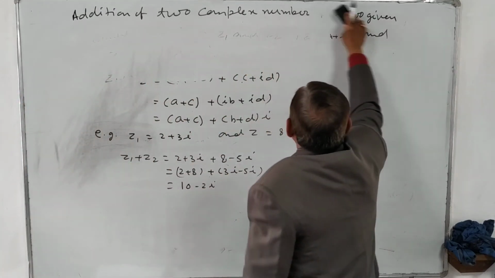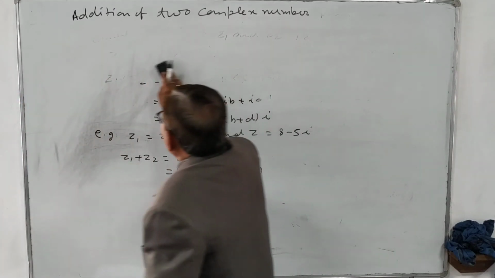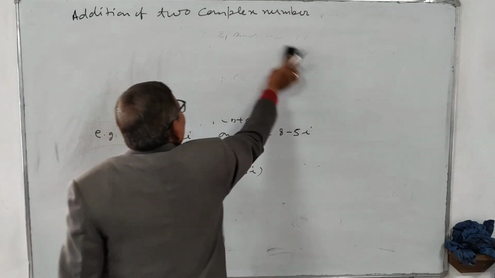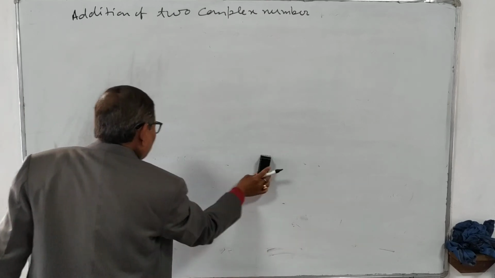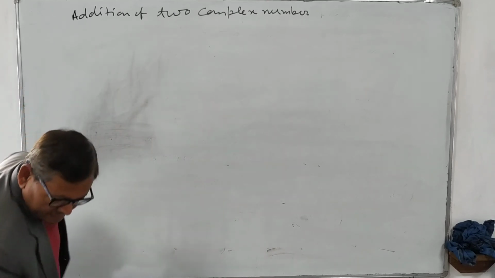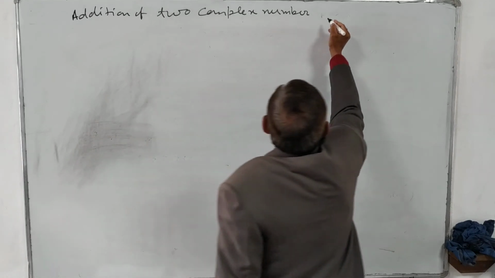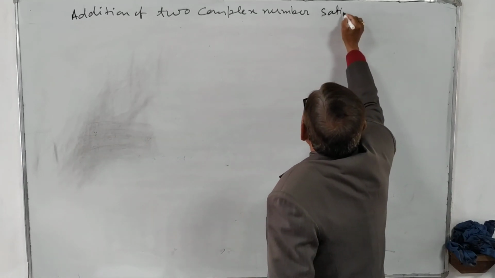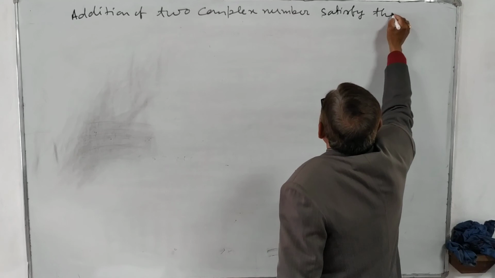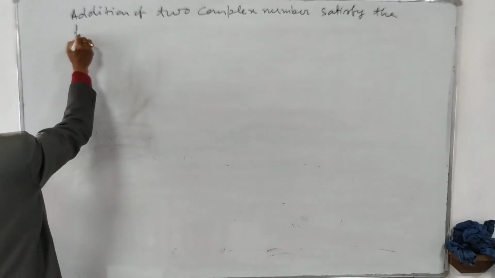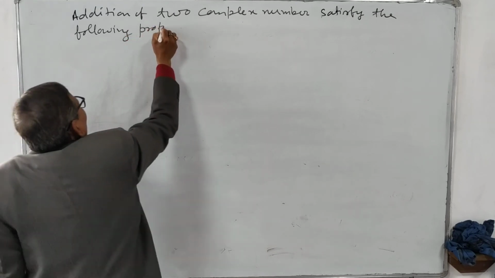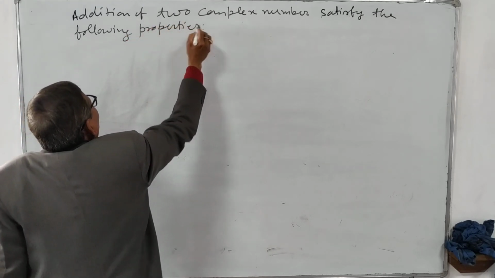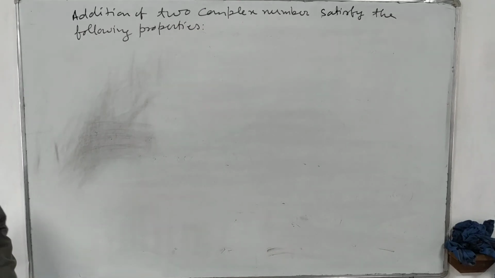Addition of two complex numbers satisfy the following properties. The closure.